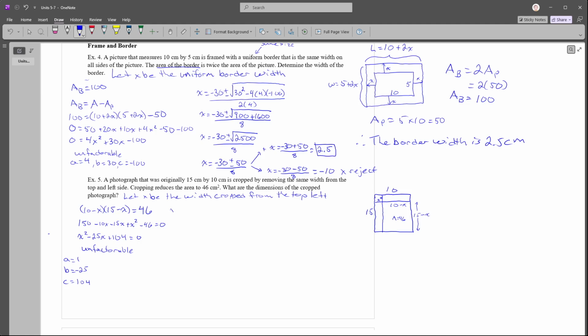So that means we have x is equal to negative 25. So minus negative 25. So we know what that is, but I'll write it out.